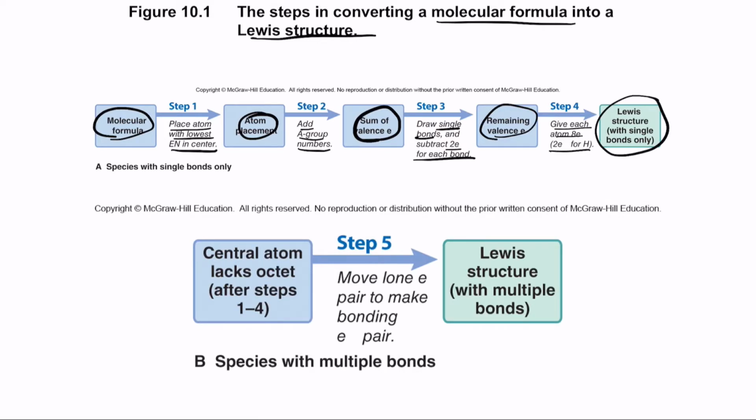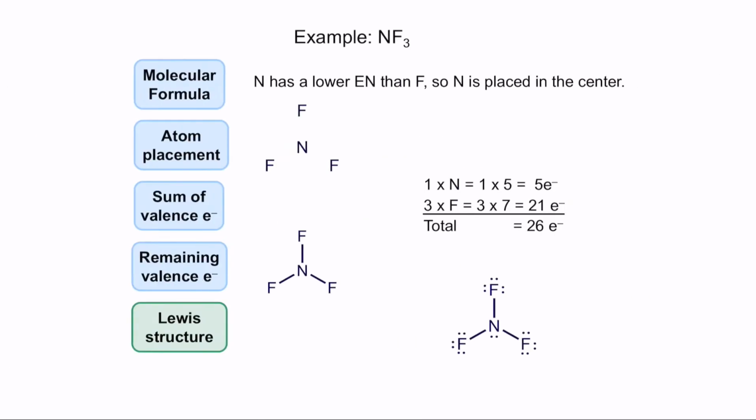This is the common process for single-bonded atoms. When you have multiple bonds, for example where the central atom lacks an octet, then we move a lone electron pair to make a bonding electron pair, which makes multiple bonds. We'll take an example of this and see how it works.